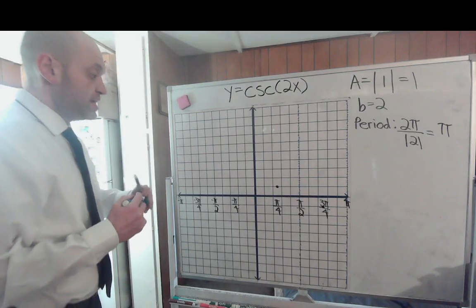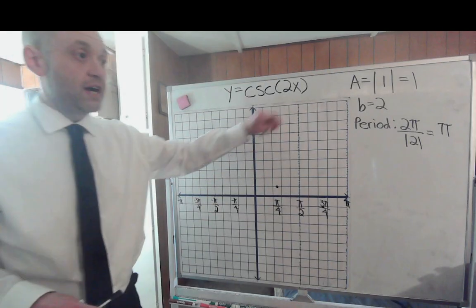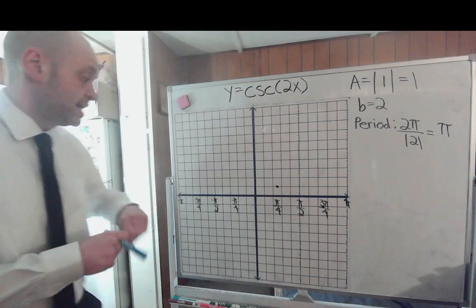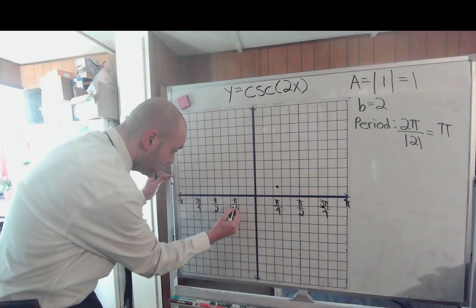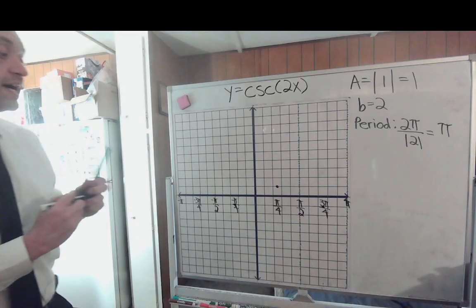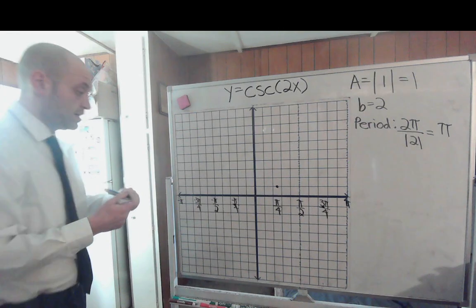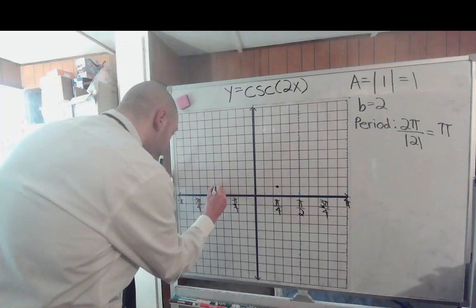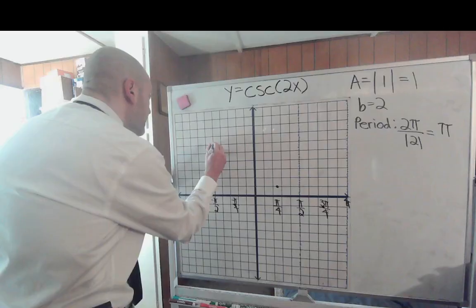Alright, let's go to negative pi over 4. If I put in negative pi over 4, it gives me the cosecant of negative pi over 2, which would be negative 1. So I'll end up with negative 1 right here. Now if I put in negative pi over 2, that would give me the cosecant of negative pi, which would be undefined. So let's go ahead and plot that nice asymptote right there.